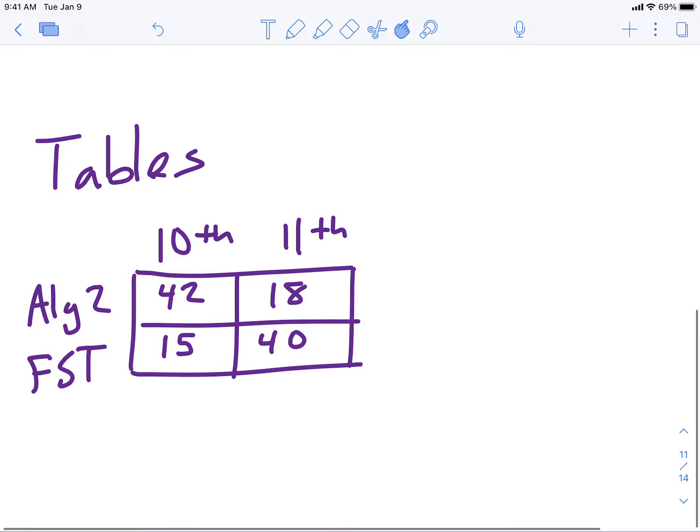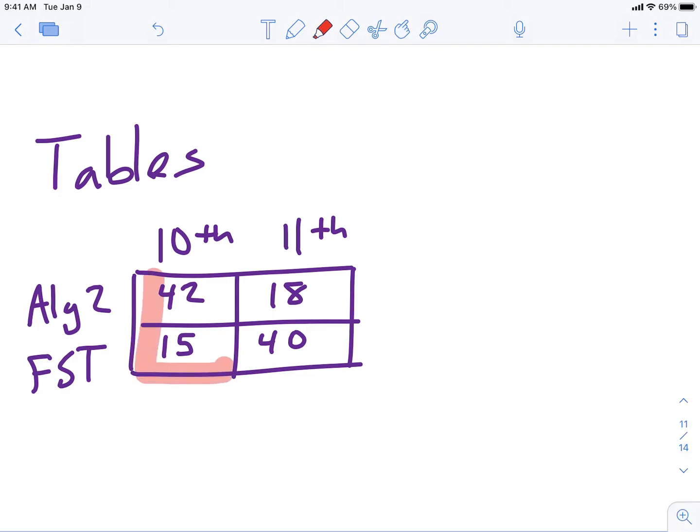Looking at this, I just made a quick little table, 10th graders and 11th graders in Algebra 2 and FST. This is where we have to look at the way the problem is worded and determine, are we just looking at one of the rows, are we looking at one of the columns, or are we looking at the whole table? So if I said, what is the probability that a 10th grader is in Algebra 2, I would only be looking at the 10th graders, and I would put 42 over 42 plus 15 is 57, so it would be 42 over 57.